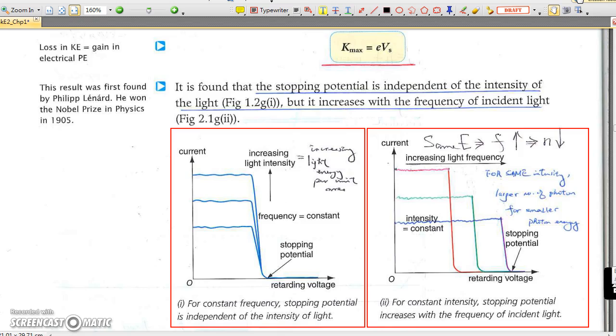And that's why in the diagram, when violet light is used, then you have to apply an even higher stopping potential. On the other hand, for green light, smaller stopping potential. For even longer wavelength, lower frequency, red light, then the stopping potential is even smaller.